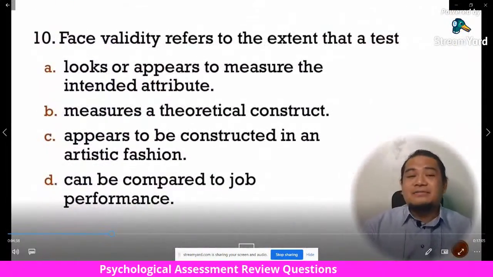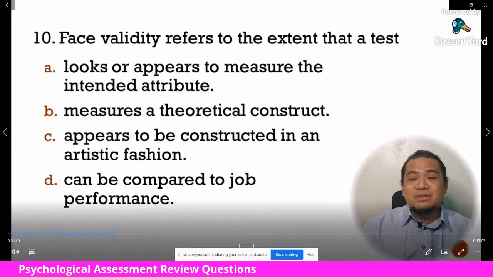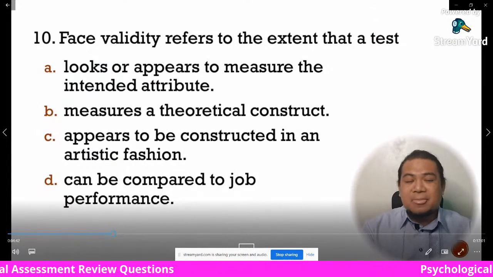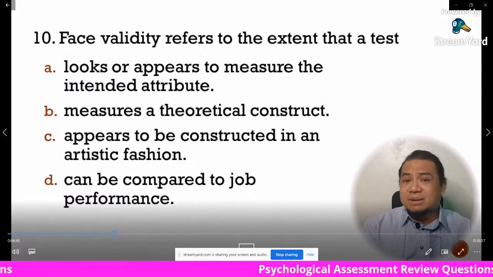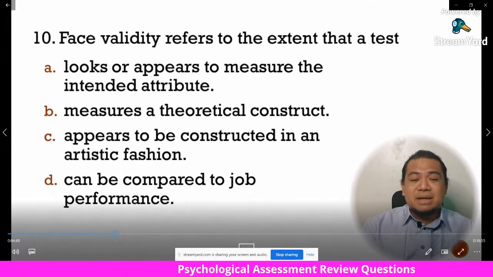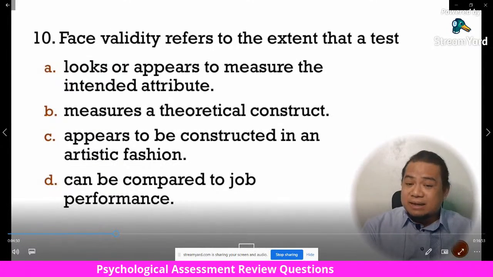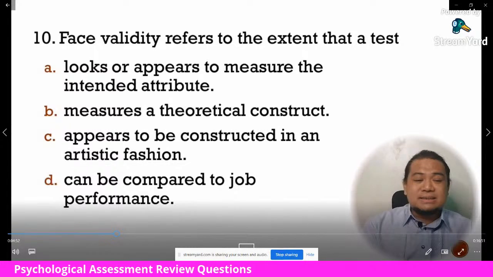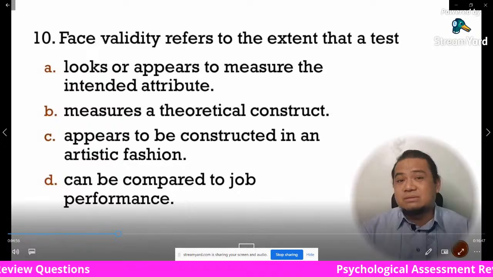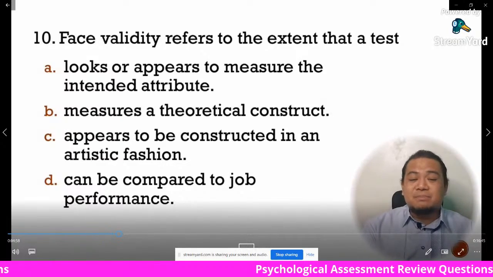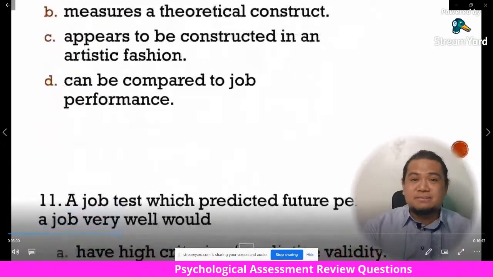Number 10, face validity refers to the extent that a test, letter A, looks or appears to measure the intended attribute. B, measures a theoretical construct. C, appears to be constructed in an artistic fashion. Or D, can be compared to job performance.